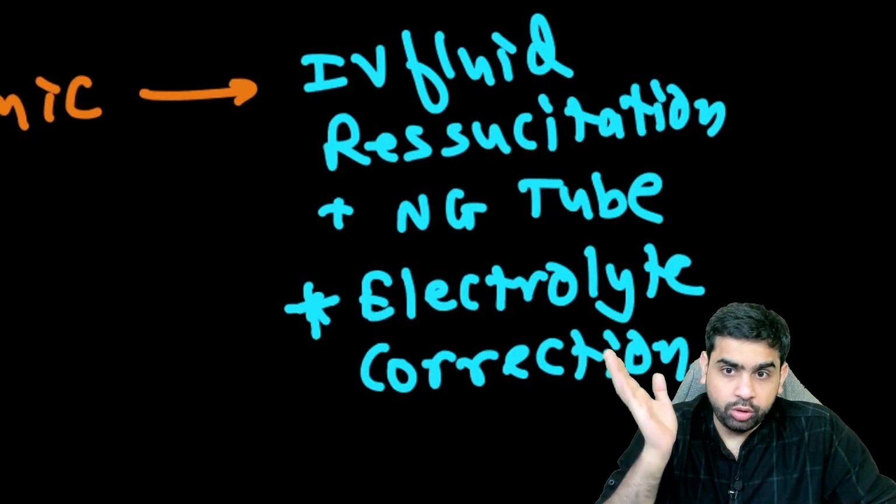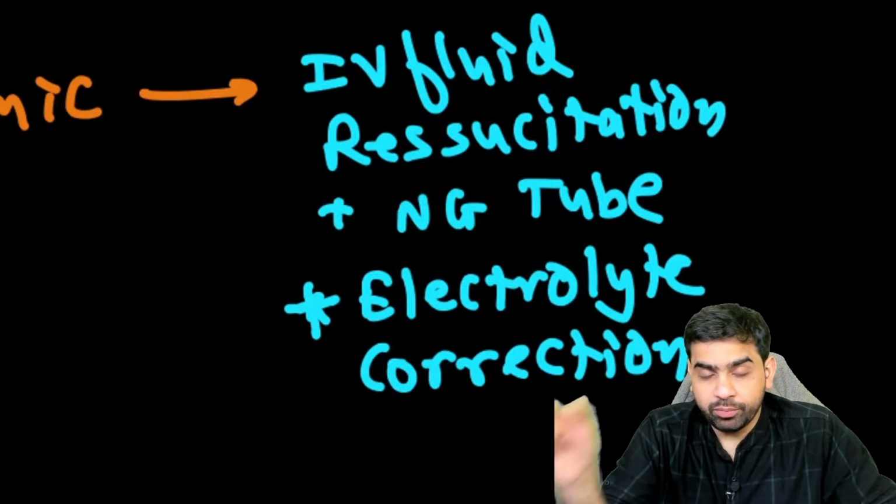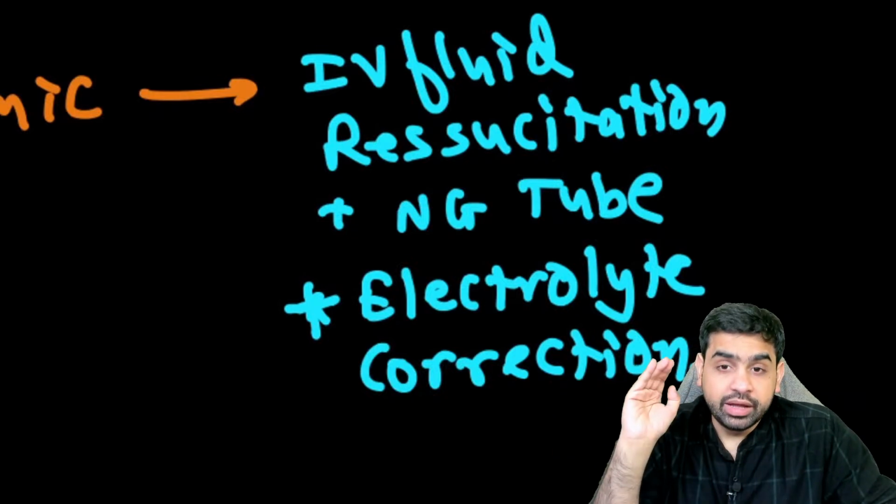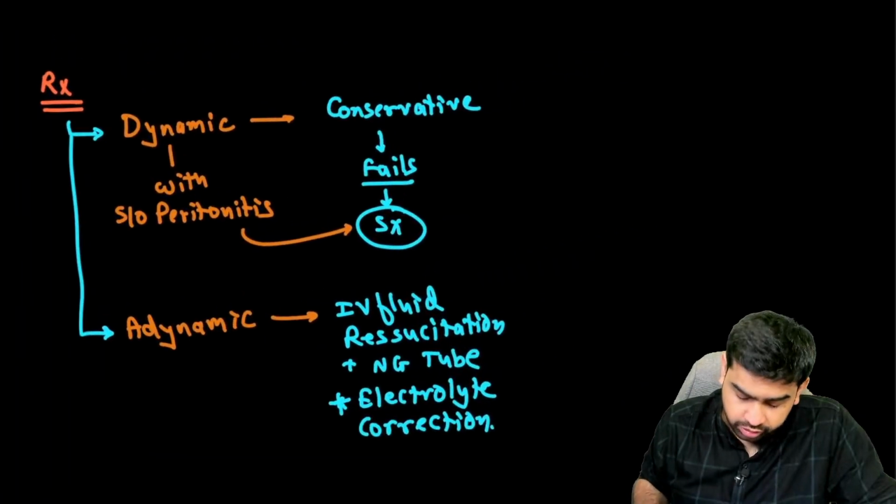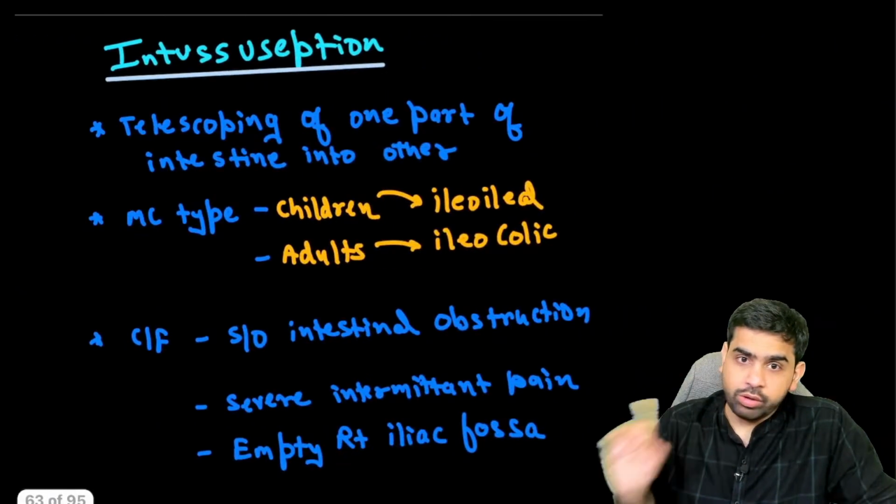And electrolyte correction, because the most common cause of a paralytic ileus in post-operative patients is hypokalemia, because of the lack of potassium. That is the most common cause of your paralytic ileus. Okay, so I hope you have understood this particular point.